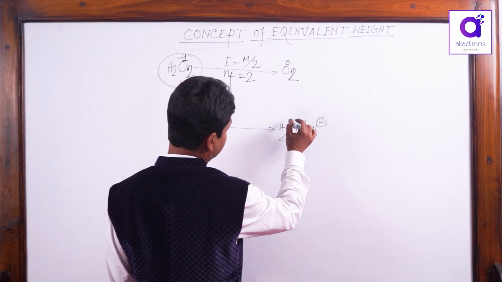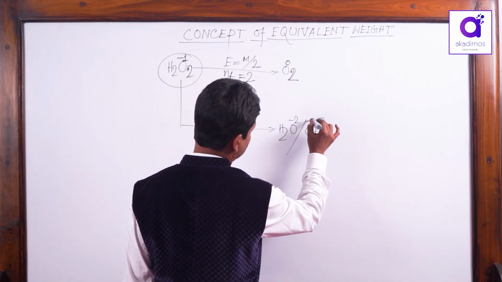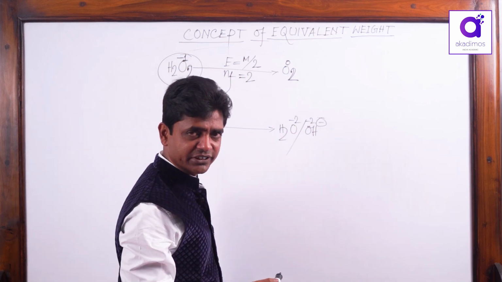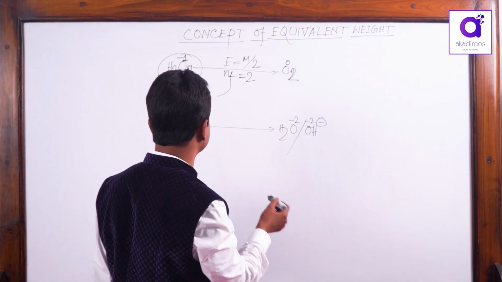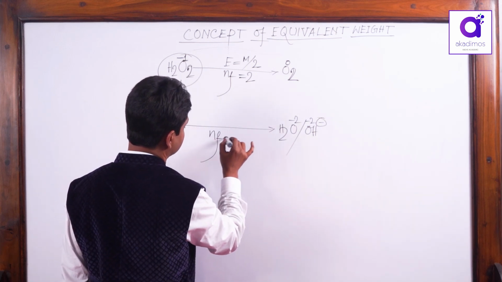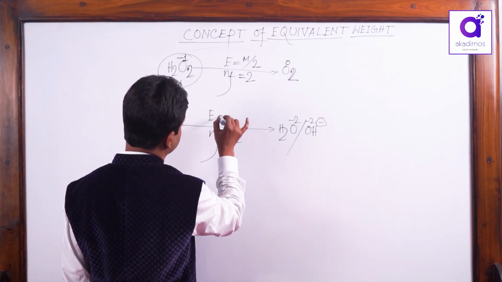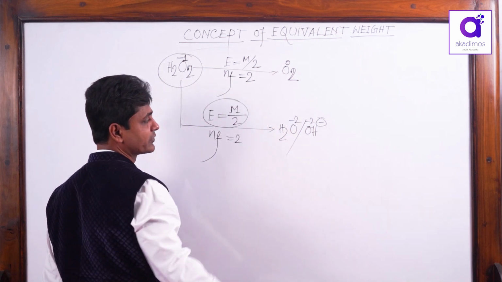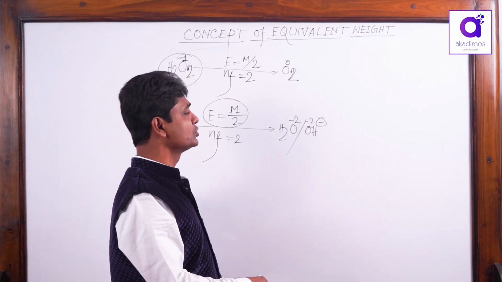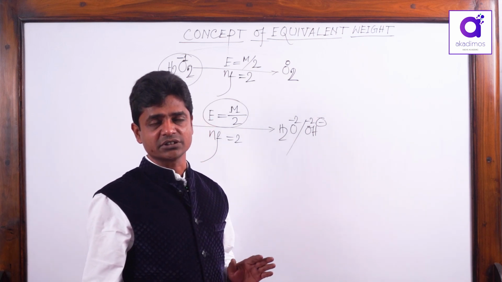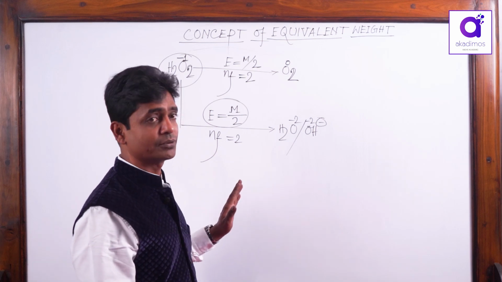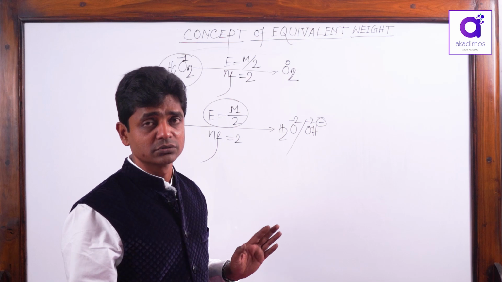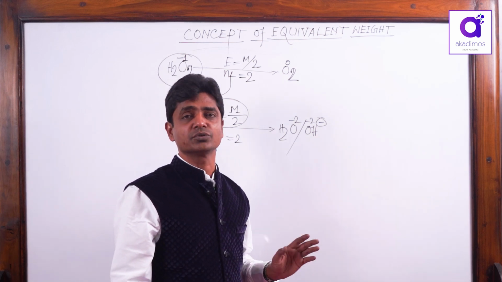Similarly, when it reduces to H2O, that is -2 oxidation number. Here also -1 to -2 for 1 oxygen, and for 2 oxygen it is 2 mole electron transfer. Here also the N factor is 2 and equivalent weight is equal to molecular weight by 2. That means for H2O2, as both oxidant and reductant, the N factor is 2, remember. 1 gram equivalent of H2O2 equals 17 gram of H2O2.